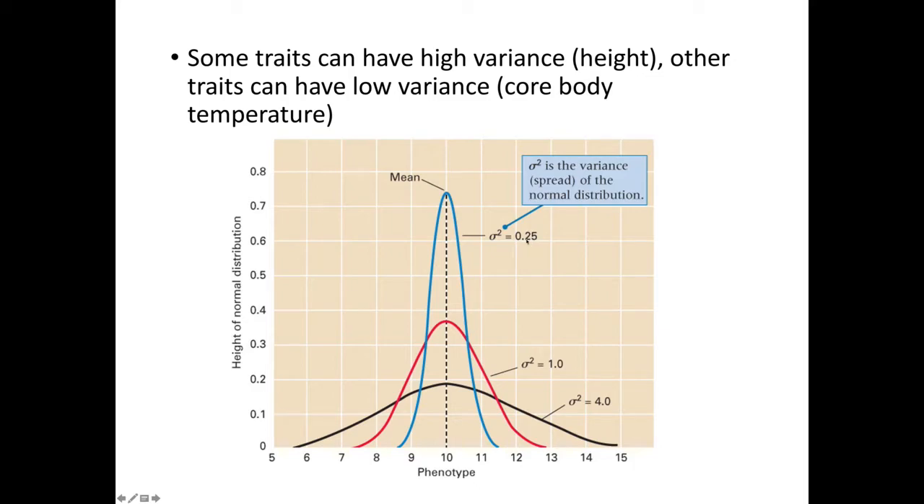And this is not a very spread distribution, 0.25, and that means most individuals are somewhere in that range here. But you can have a distribution that's much more spread out, shown in black here, and this has a variance of 4.0, and there's a much greater number of individuals achieving lower or higher phenotypes.